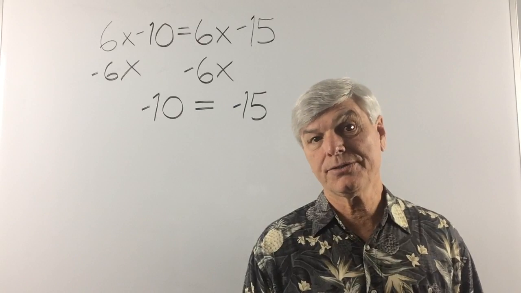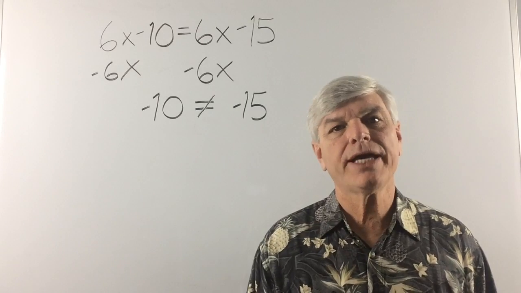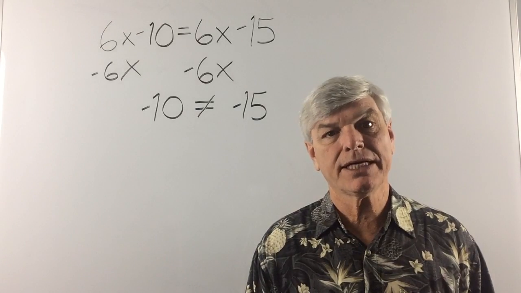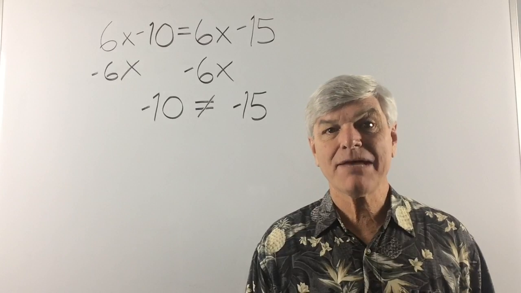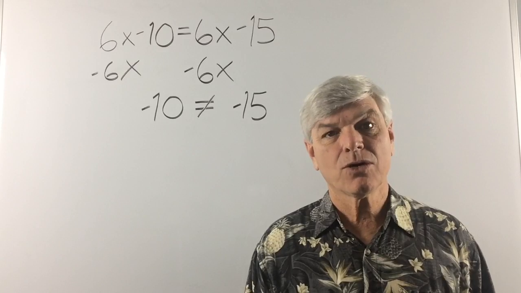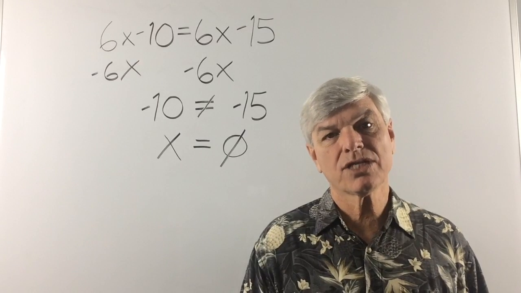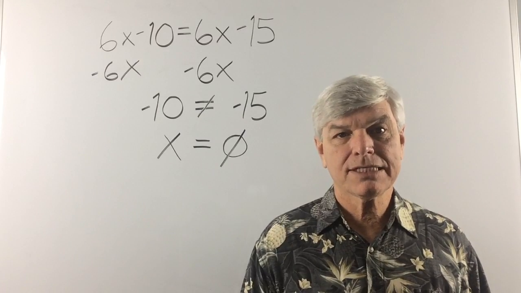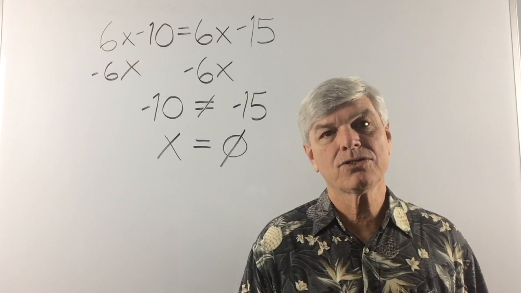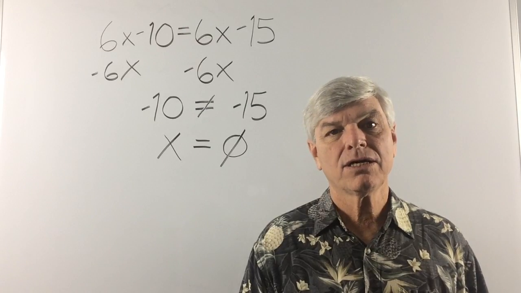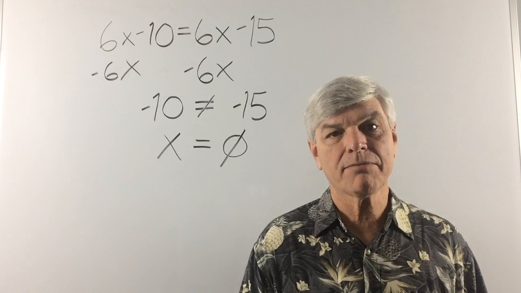Well, that's not true. So in this case, when we perform the function and the variable is eliminated completely, and the statement ends up not being true, then the answer to this equation, x equals empty set. Now you can write empty set, or you can use that symbol that I've used, but x equals empty set. And that will be the case when our variable is eliminated and we have a not true statement.